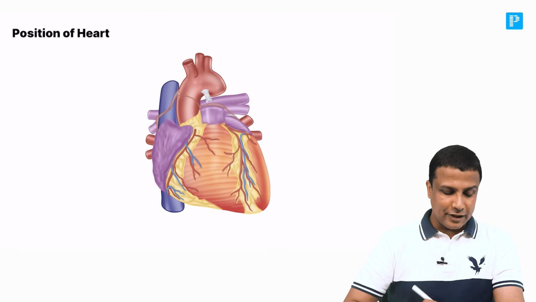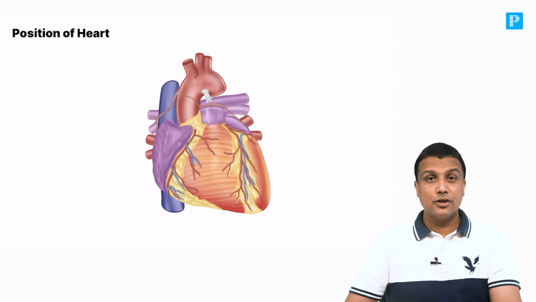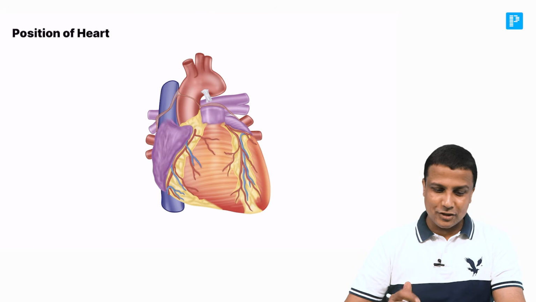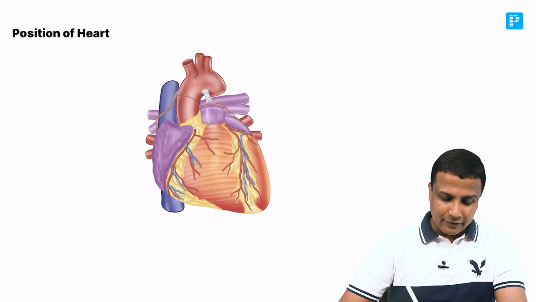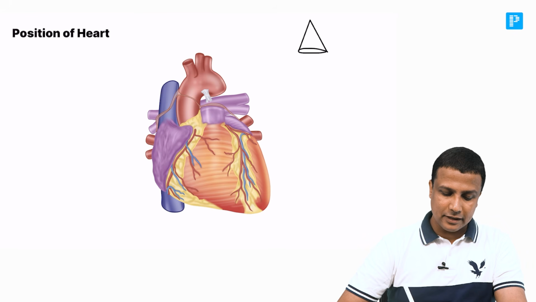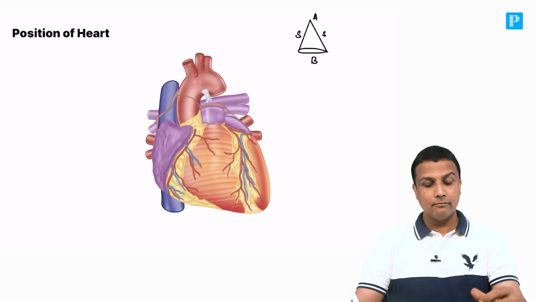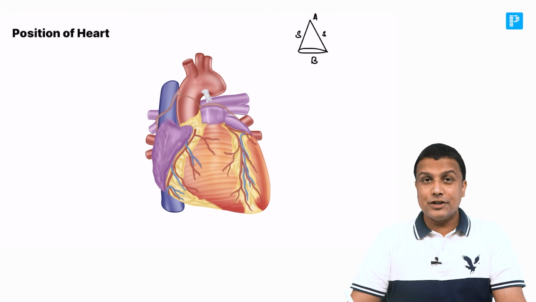Now my dear doctors, try to recall what will be the shape of the heart. What will be the shape of the heart? So please remember that our heart is actually cone shaped. Now if it is cone shaped, of course there will be the base, and then you have got the apex, and then there will be two sides. Absolutely fine. Our heart is cone shaped.